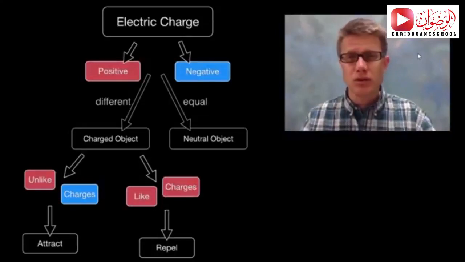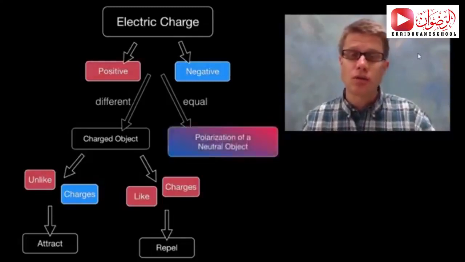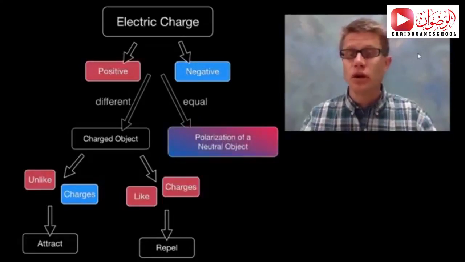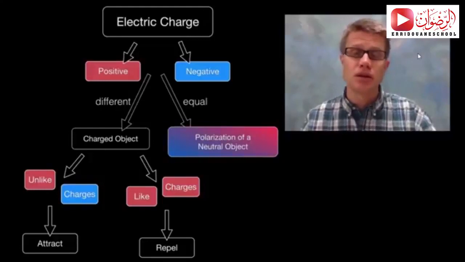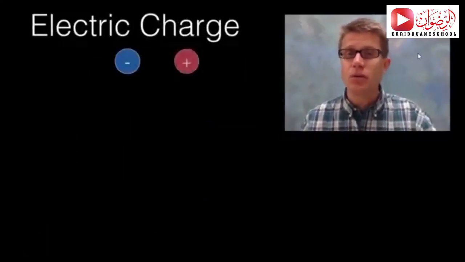Now, why did the balloon stick to the wall if the wall didn't have a charge? I hadn't done anything to it. Well, if you move a charge up to a neutral object, it can polarize that object. It can move some of the charges to one end, and that creates a somewhat charged object. So an electric charge can either be positive or negative.